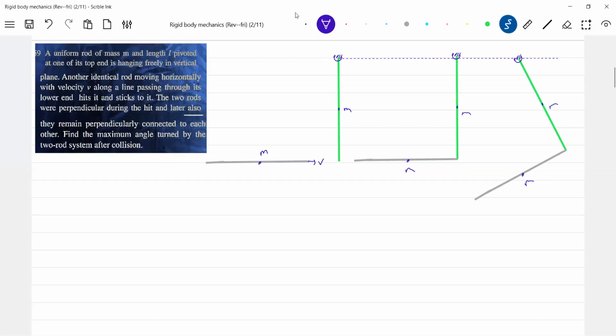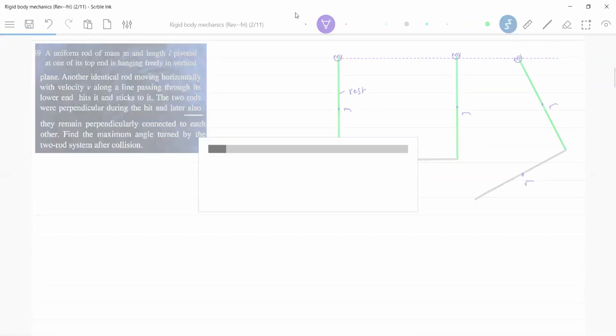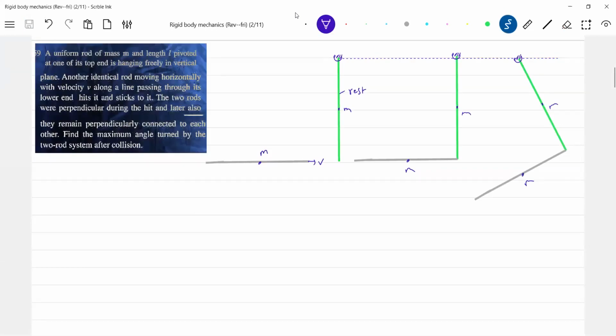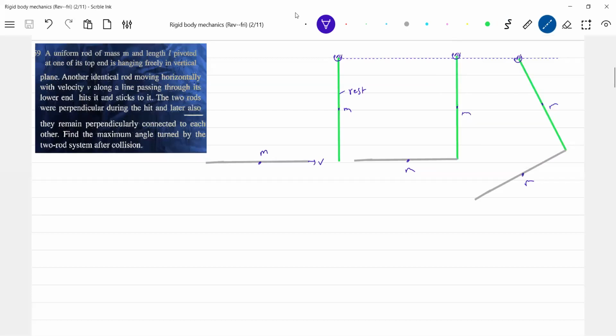Initially, what is the state of this rod? This is at rest. Okay, get into the concept now. At least looking at the diagram, analyze. Find the maximum angle turned by the two rod system after collision. The effect of g will be there here.